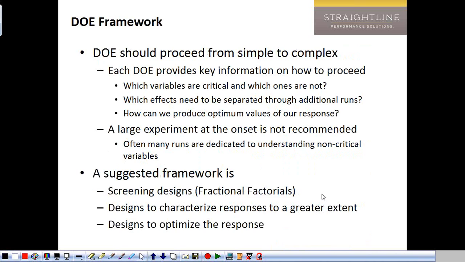Okay. So the framework that we're going to suggest, in the case where you come into, say, a call center and you've got lots of different variables, is to first start out with a screening design. Now, in many of your applications, you can go straight to characterizing designs and it'll work just fine. I think you'll see why.